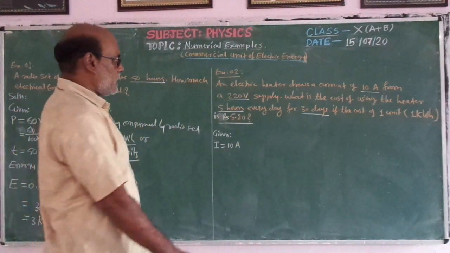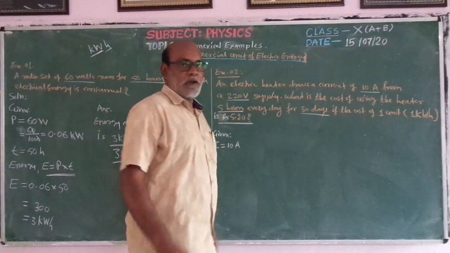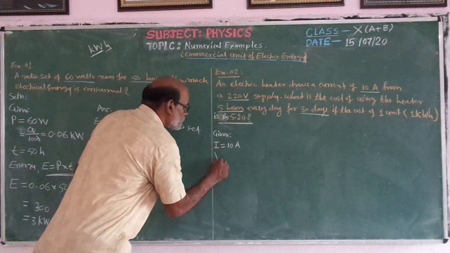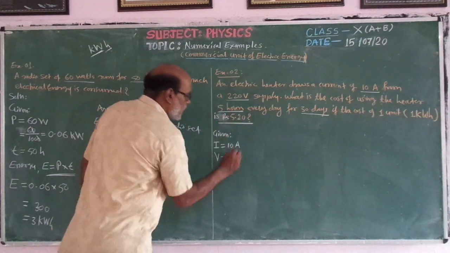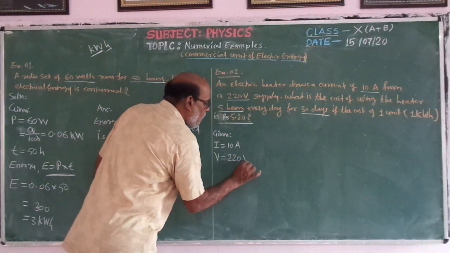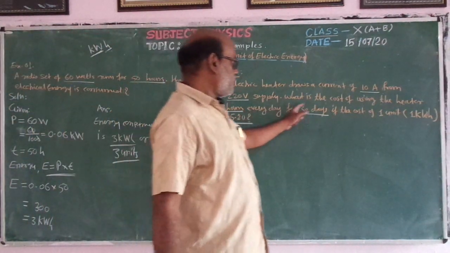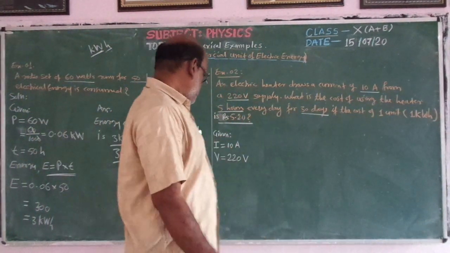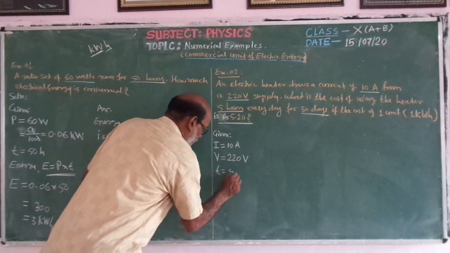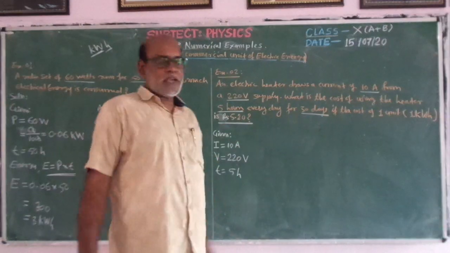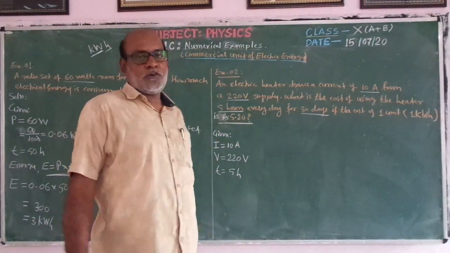It is a 220 volt supply. What is this 220 volt? It is the potential difference, symbol V. How much? It is 220 volt. Again, what is given? Time is given, T equal to 5 hours. And the cost of 1 unit is given, that is 5.20 rupees.